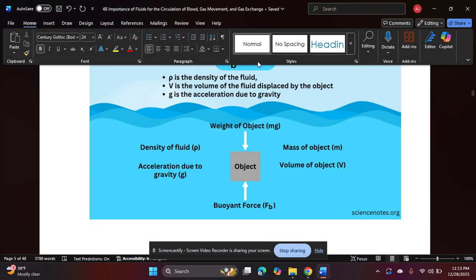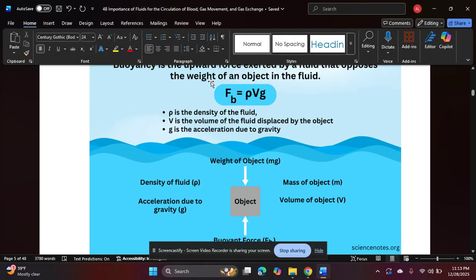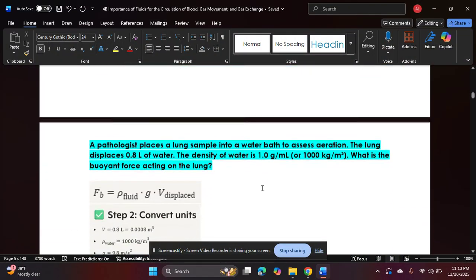The weight of the object is pushing it downward, whereas the buoyant force Fb is pushing it upwards. The mass of the object is m, the volume of the object is v, the density of the fluid is rho, and the acceleration due to gravity is g. So the weight of the object, mg, as you can see, is gravity pulling it down, whereas the buoyant force is pushing it upwards. Fb, the buoyant force, equals rho, the density, times Vg, where V is the volume of the fluid displaced.